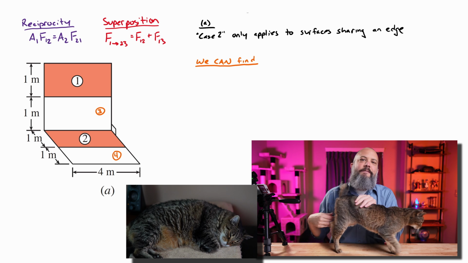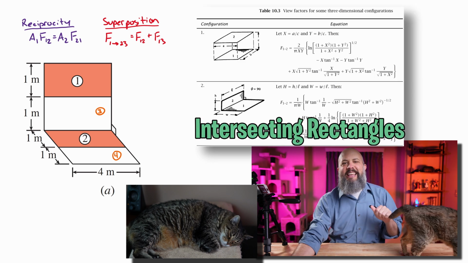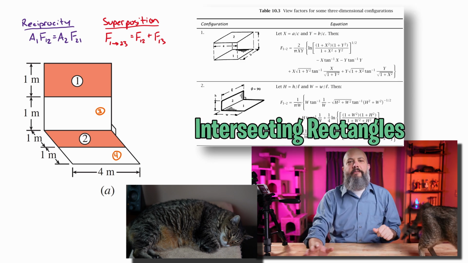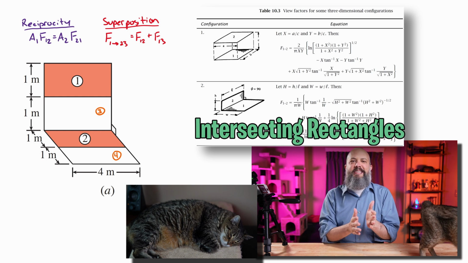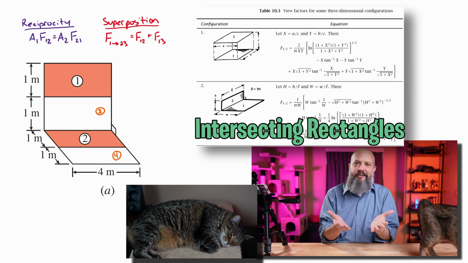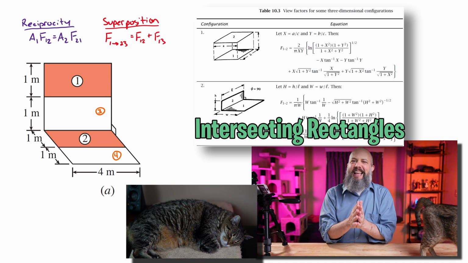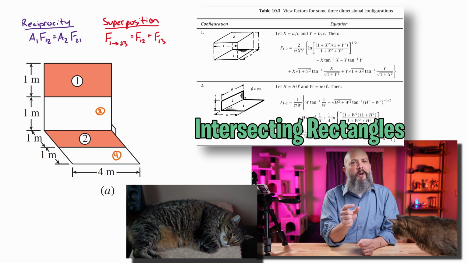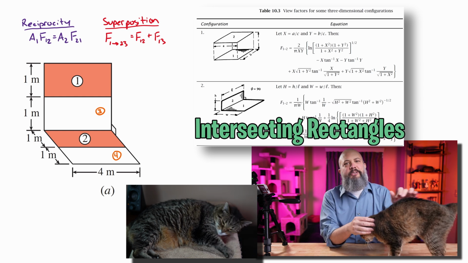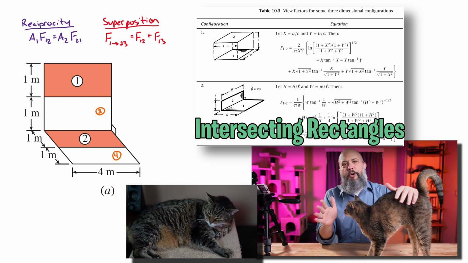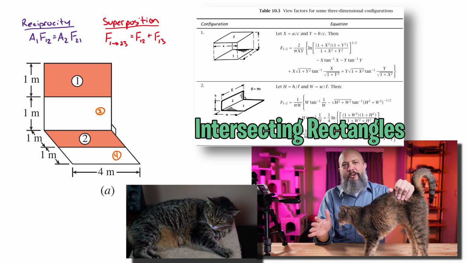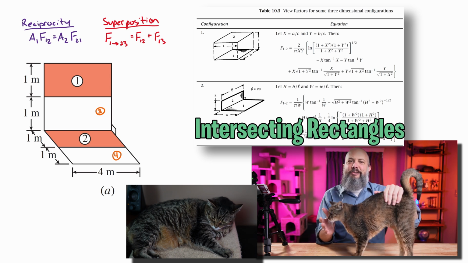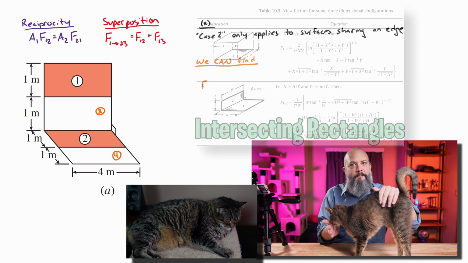So from my figure in my textbook, this is a case 2 problem where you have 2 rectangular surfaces that are perpendicular to each other. But unfortunately, we can't look them up directly in the table because surface 1 is not touching surface 2. My table only works in the exact scenario where the 2 rectangular surfaces are touching each other.